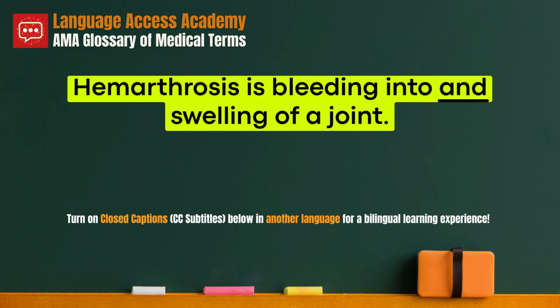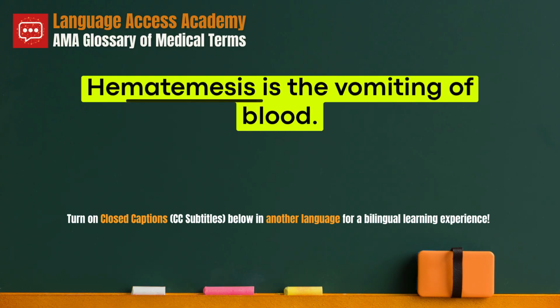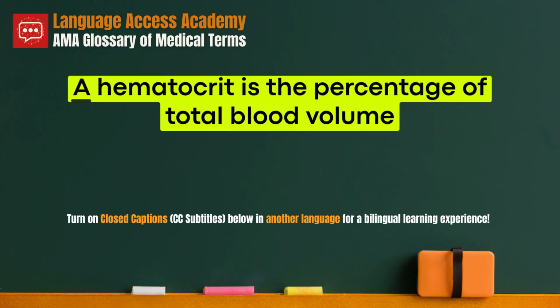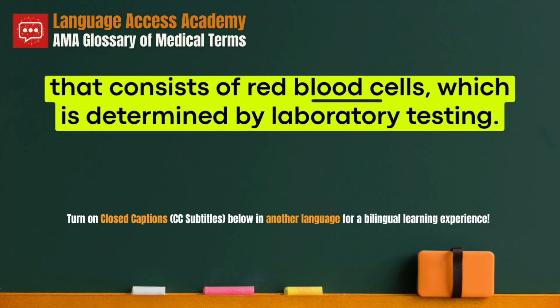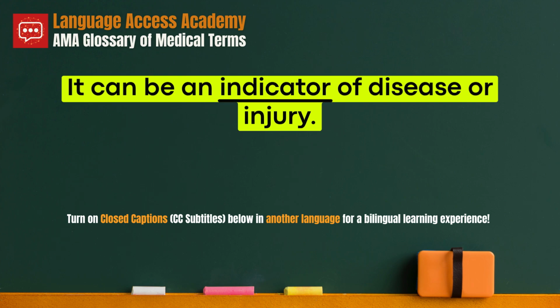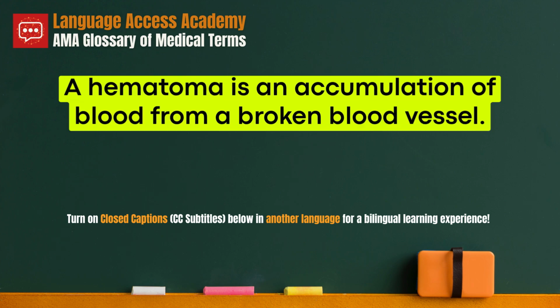Hemarthrosis is bleeding into and swelling of a joint. Hematemesis is the vomiting of blood. A hematocrit is the percentage of total blood volume that consists of red blood cells, which is determined by laboratory testing. It can be an indicator of disease or injury. A hematoma is an accumulation of blood from a broken blood vessel.